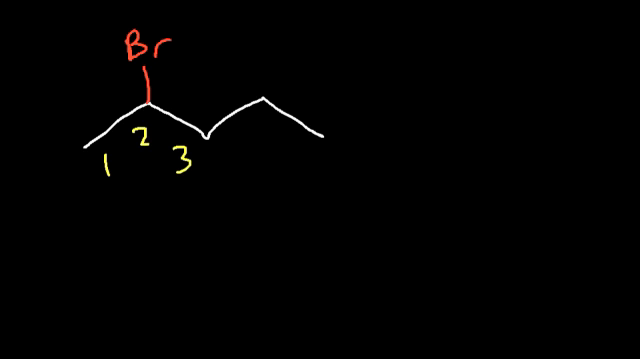Now the next thing we need to talk about is naming alkyl halides. So how would you name this particular alkyl halide? So we have a bromine atom on carbon 2. The parent name is pentane. So this is simply called 2-bromopentane.